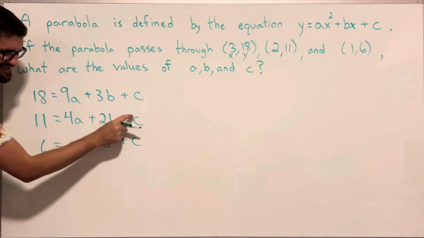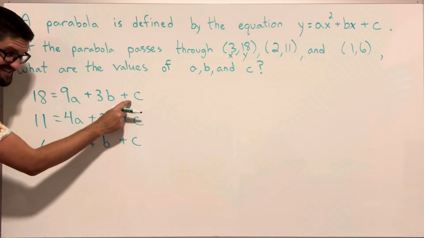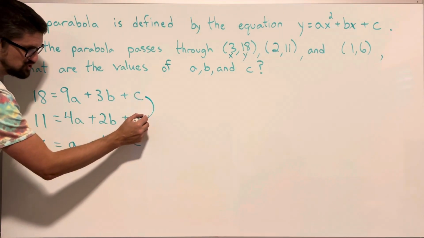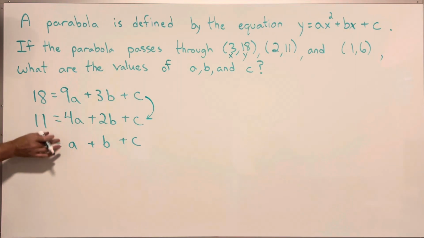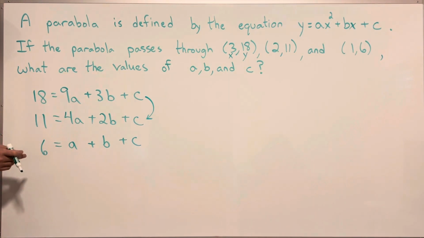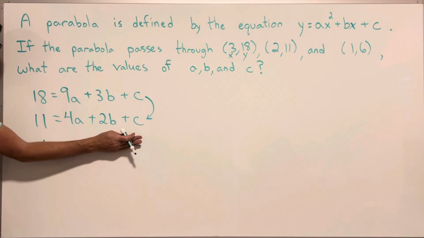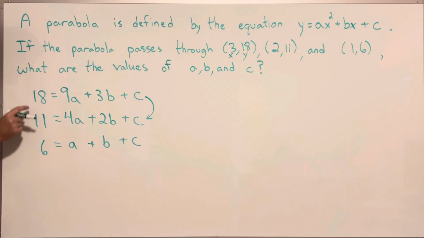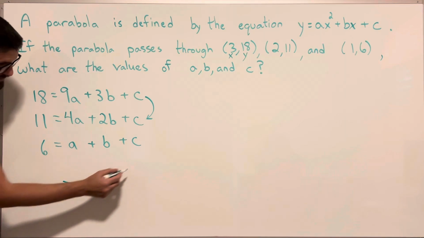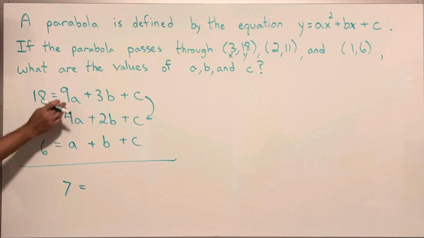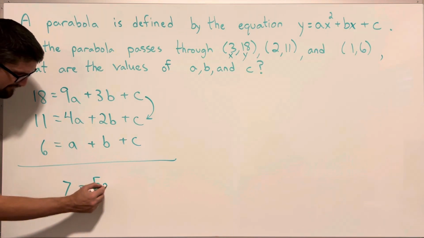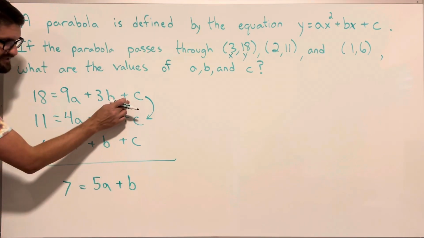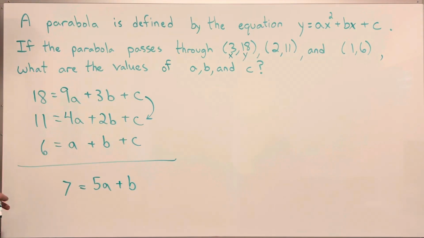What I notice here is that all of the equations have c in them. So what I'm going to do is take the top equation and subtract each of the other ones from it. First I'm going to ignore this bottom equation and just subtract these two. 18 minus 11 is 7. 9a minus 4a is 5a. 3b minus 2b is b. And c minus c is eliminated.